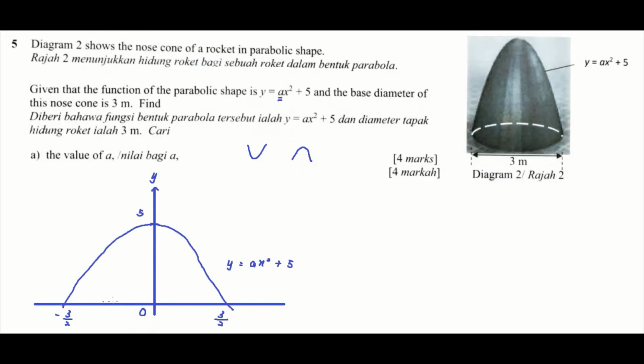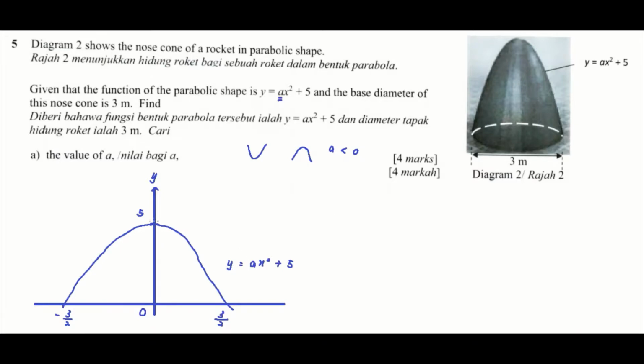So it's negative 1.5 to 1.5, and from negative 1.5 to 1.5 will give you the 3 meters. After that, what should we do next? By looking at this function, now we need to find the a. Obviously from this graph, which has this shape, you know that the a should be a negative number. But how can you find the number accurately? We need to check where the point is that we have.